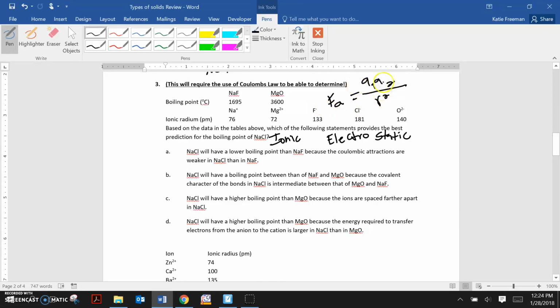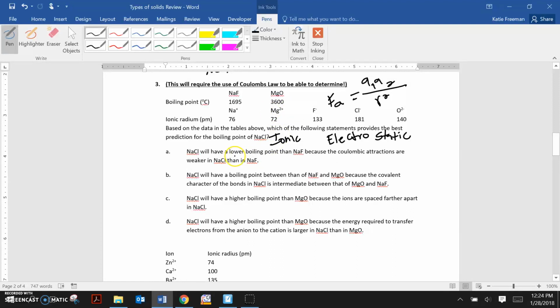Also keep in mind our Q1s and Q2s are still 1 and 1, just like they are with the sodium fluoride. So the big thing here is recognizing that sodium chloride is going to have a smaller boiling point than sodium fluoride, and magnesium oxide is still going to have a larger boiling point due to the fact that it's got the smaller radii, or similar radii to sodium fluoride, but smaller than the chlorine ion, and then the higher charges. So with that in mind, let's see what we got.